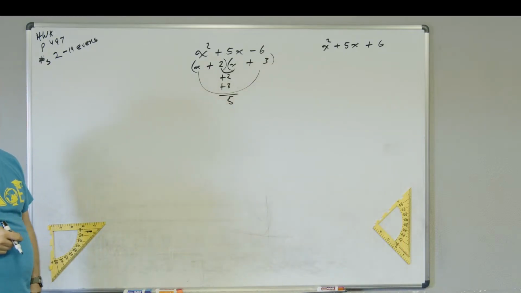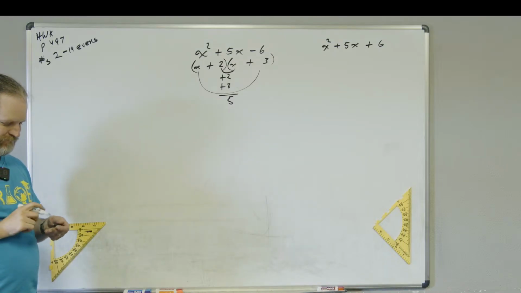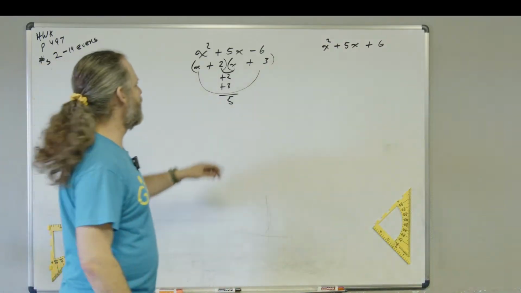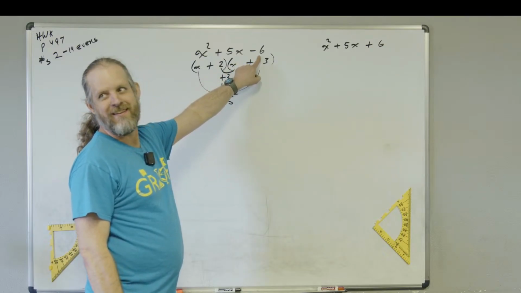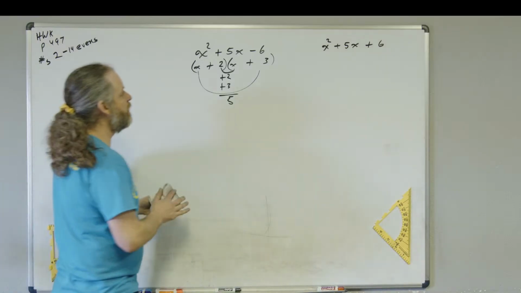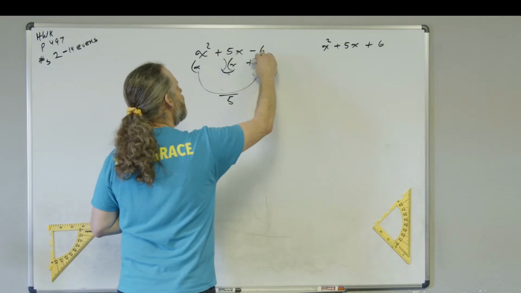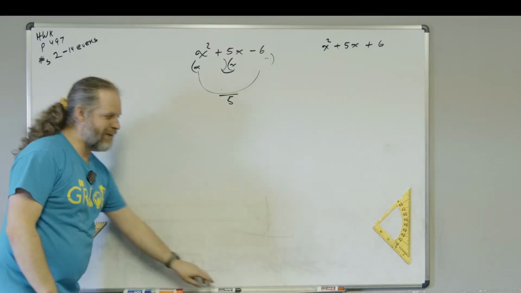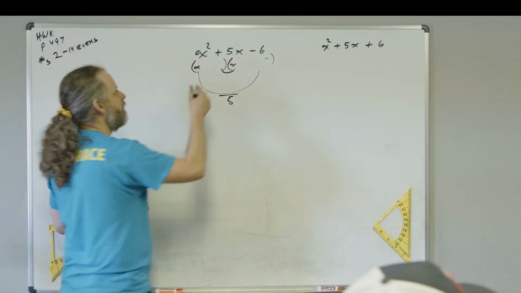But that's wrong. Why is it wrong? Because the signs don't work at the end. 2 times positive 2 times positive 3 is positive 6, not negative 6. This does not work. It is factorable though. It can factor. There's something else. What are the other factors of 6? 1 and 6.